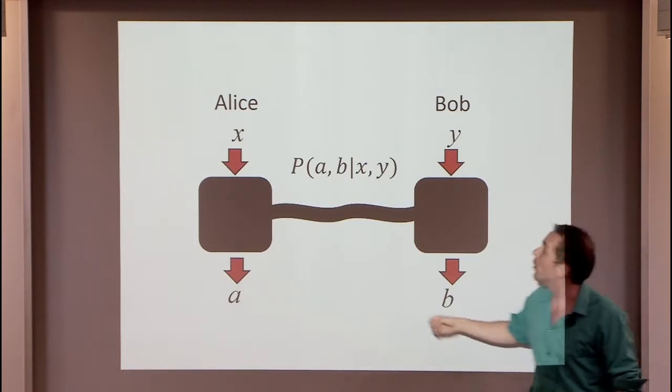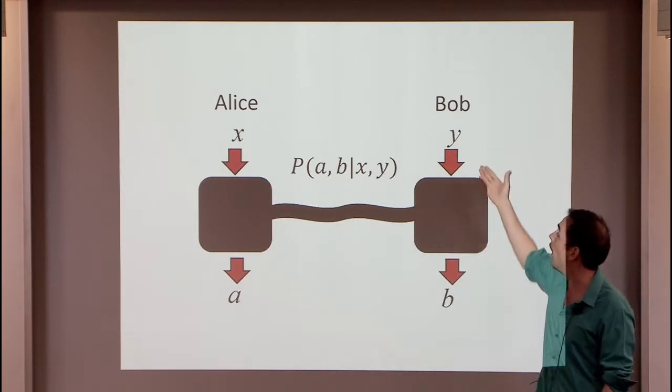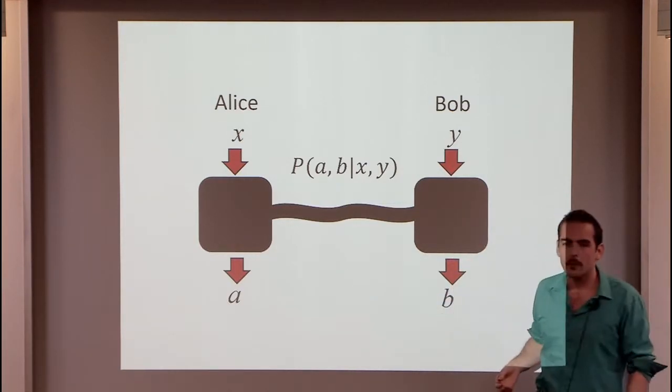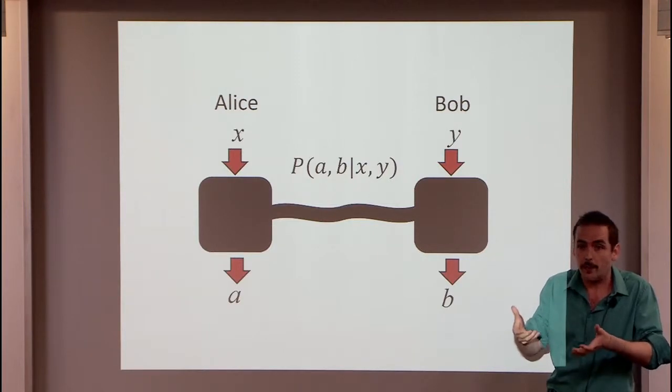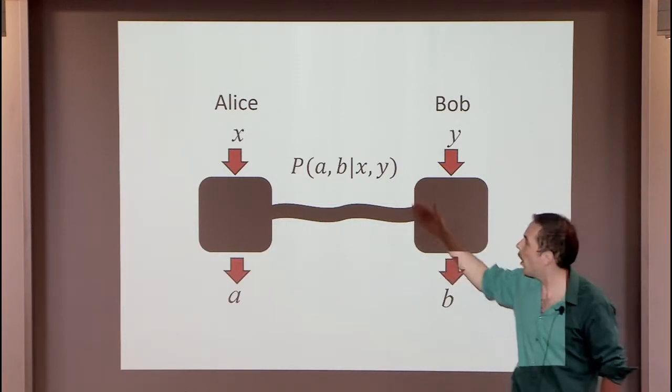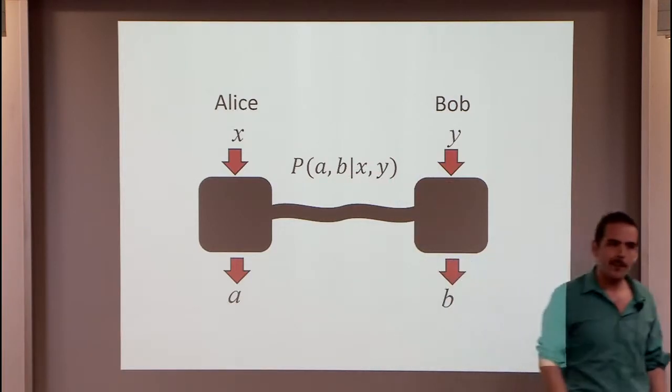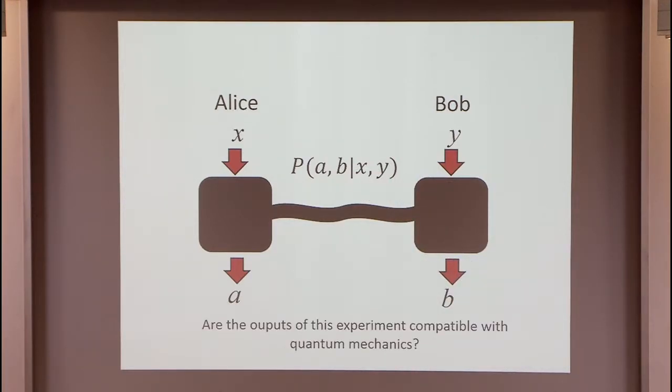Alice calls her experiment X and Bob calls his experiment Y, and they obtain some experimental results, A and B. If Alice and Bob repeat this experience many times, they can estimate by frequency analysis the probability that they obtain the results A and B when they conduct the experiments X and Y. Now, with this information, Alice and Bob would like to know if this kind of statistical information is compatible with the fact that these two people are living in a quantum world.